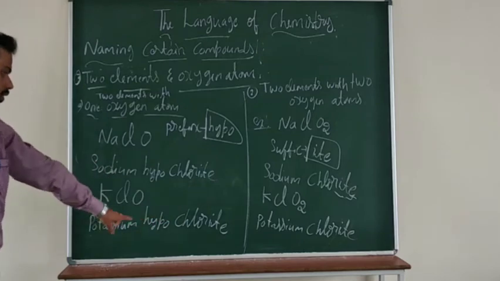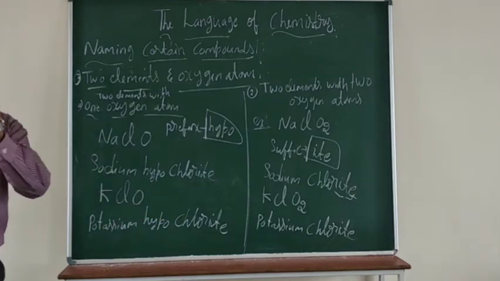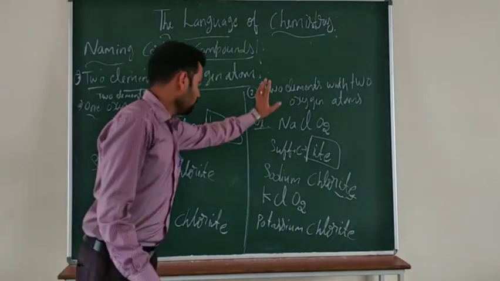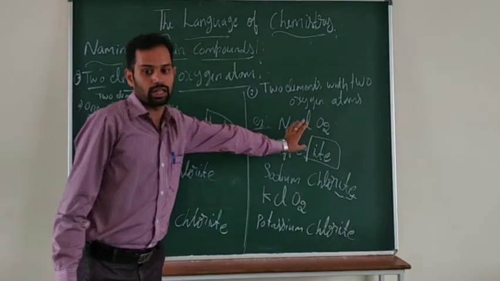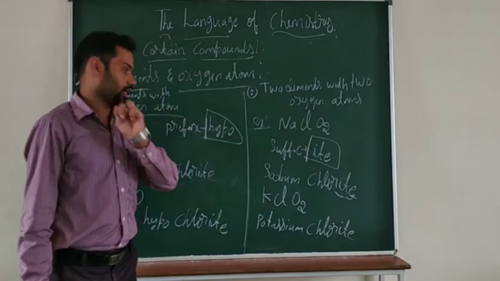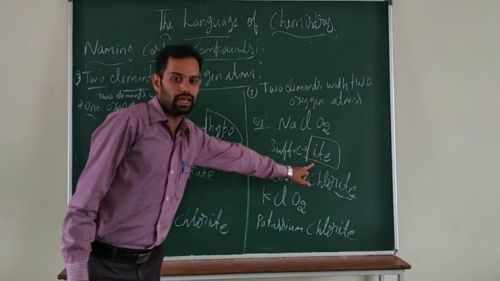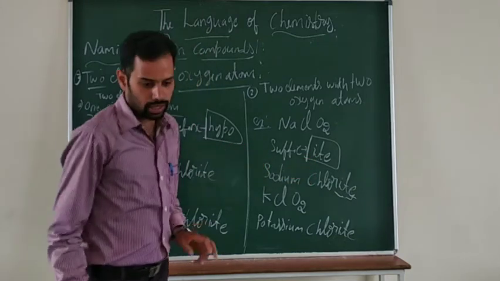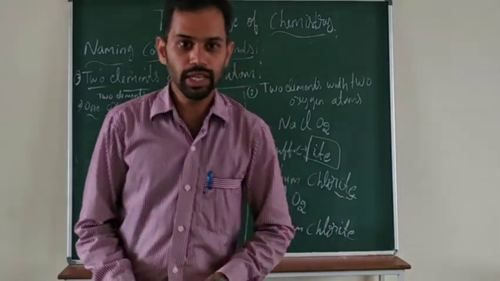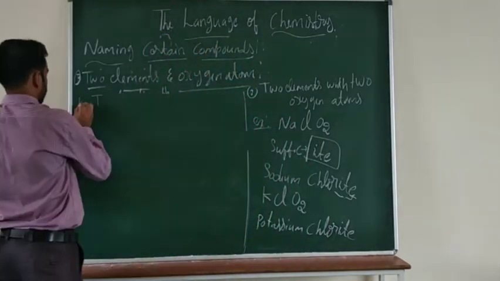Another example for a compound containing one oxygen atom. So here also, with two oxygen atoms, two elements with two oxygen atoms, at that time we will use the suffix ite. Keep it in mind that this is very important. Then two elements with three oxygen atoms.